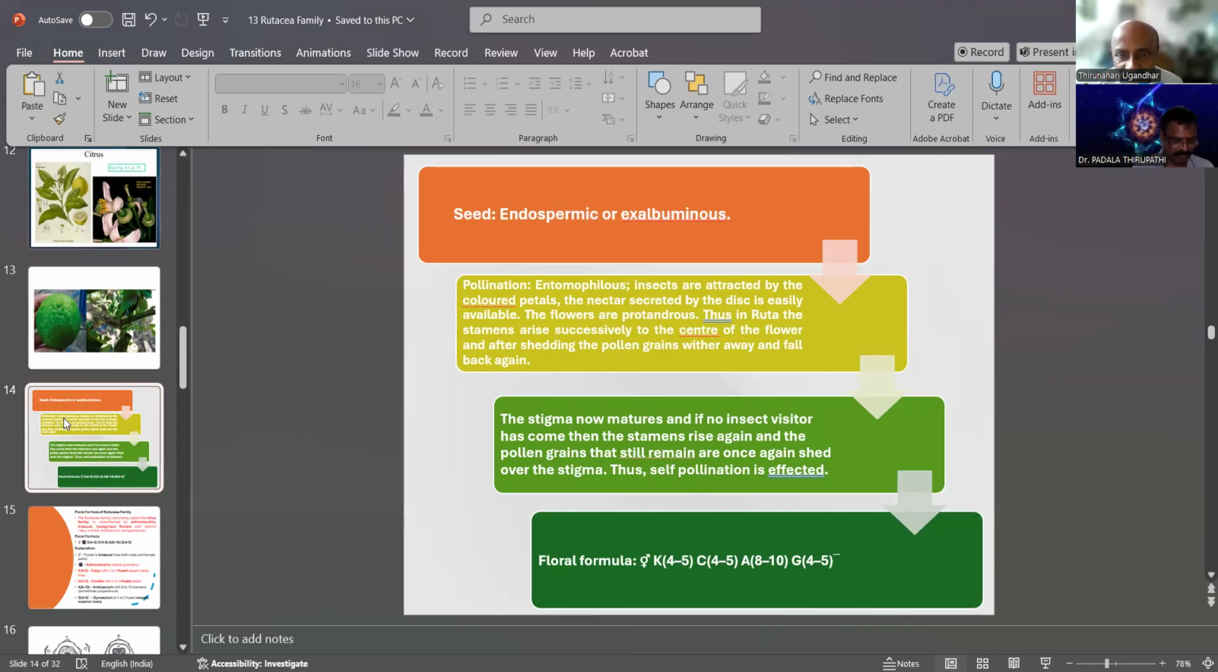So pollination is entomophilous. It is important that insects are attracted by the colored petals. The nectar secreted by the disc is easily available at the ovary part. The flowers are protandrous, which means the androecium matures before the gynoecium, so cross-pollination definitely takes place.